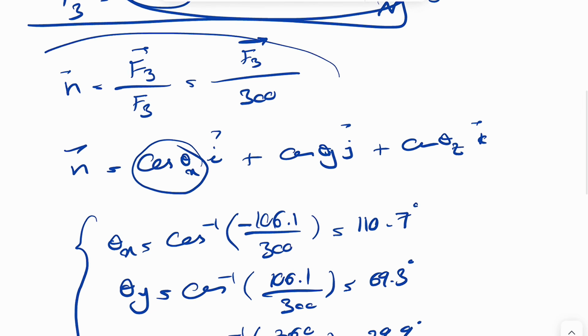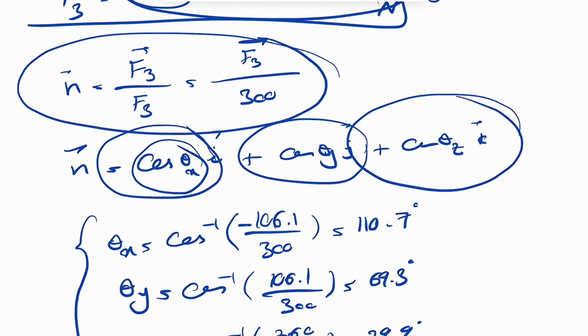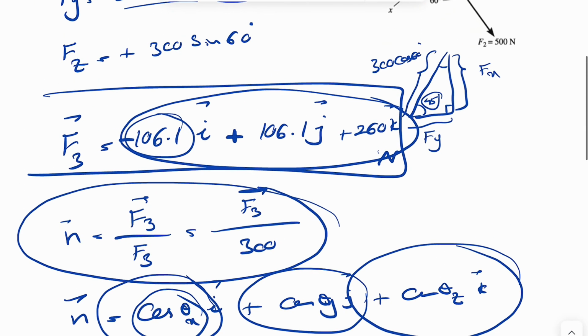Keep in mind that the unit vector can be written in two forms, one based on the angles with each axis, and one basically based on the expression of F over the magnitude.